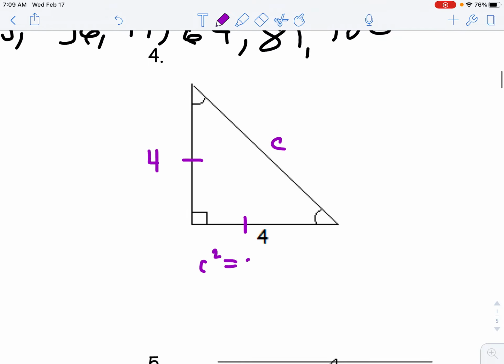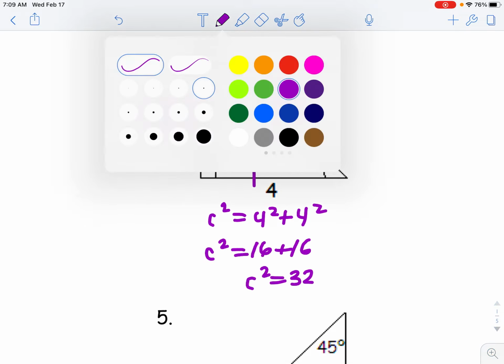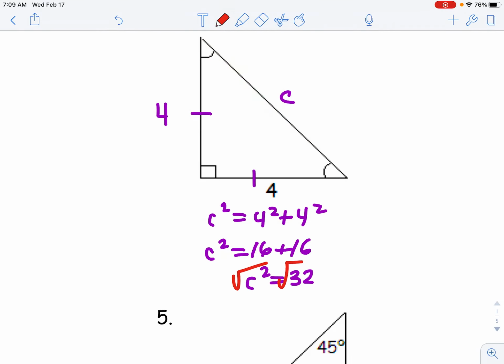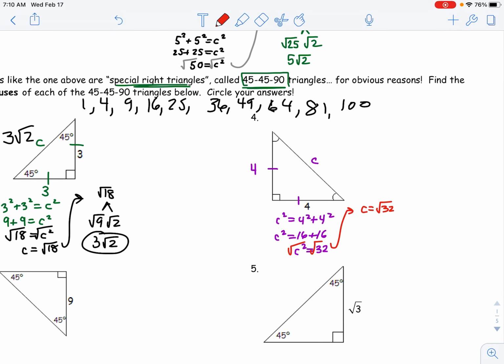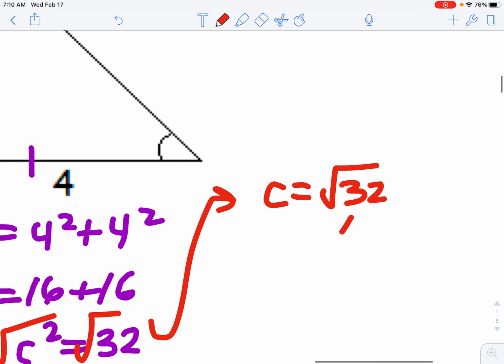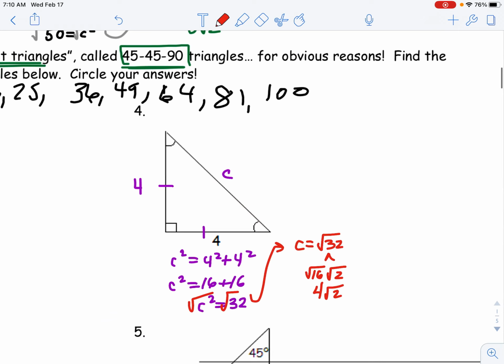This time I'm going to write it as C squared equals 4 squared plus 4 squared, just reversing the order, which is mathematically legal. I'm allowed to do that. And again, just a bunch of computations going on right now. Nothing should seem too crazy. Take the square root of both sides. So C equals the square root of 32. What's the largest square factor that goes into 32? Well, in this case, it'd be 16. Square root of 16, square root of 2, 4 radical 2.